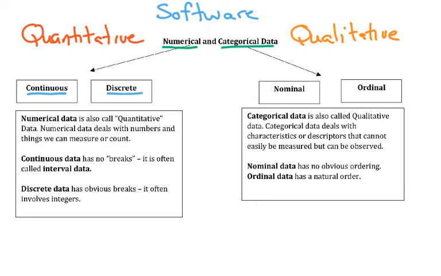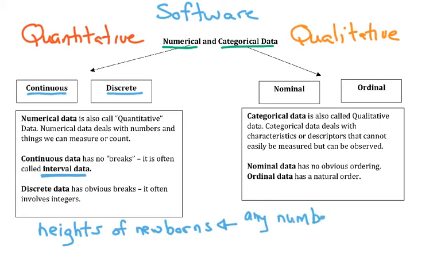Now, continuous data is also called interval data. It has no obvious breaks. So you might talk about heights of newborns. Sometimes it's hard for people to see why this is continuous. Continuous does not mean it can take on any number, but it could take on any number within some interval. So that's what makes it continuous.